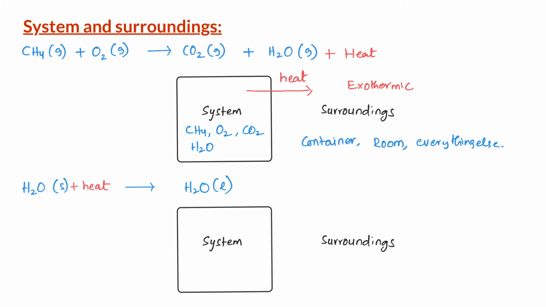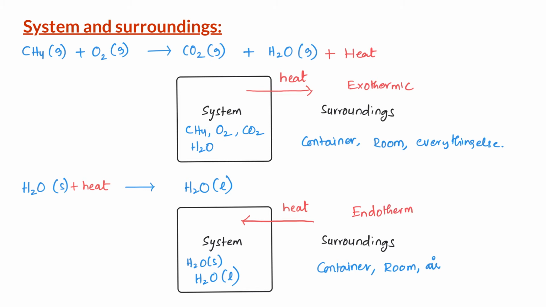In example 2, the reactants and products of the reaction, that is ice and water, constitute the system. The container in which the process is occurring, the room, the air, and everything else except for the reactants and products is surroundings. In this reaction, the heat energy flows into the system from the surroundings. These types of reactions are called endothermic reactions.